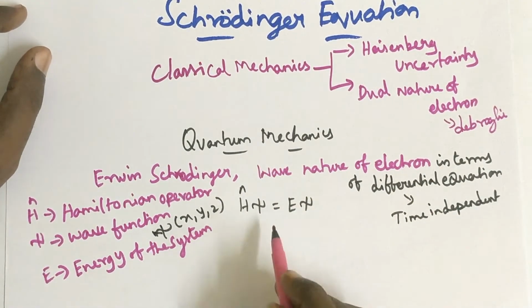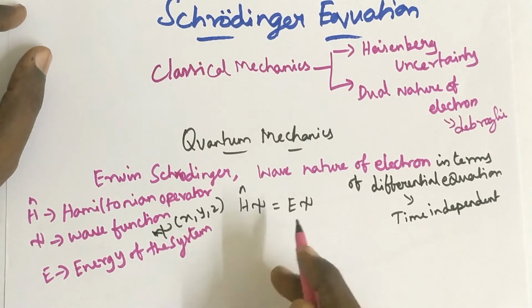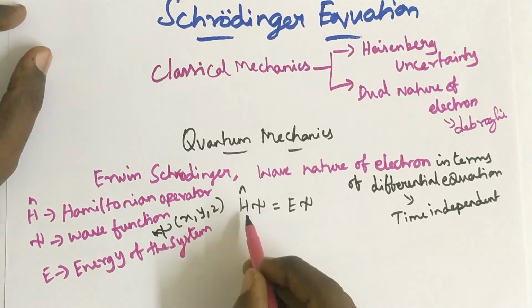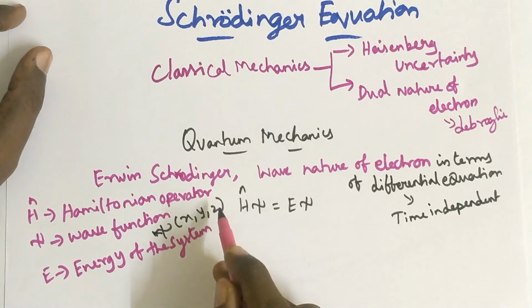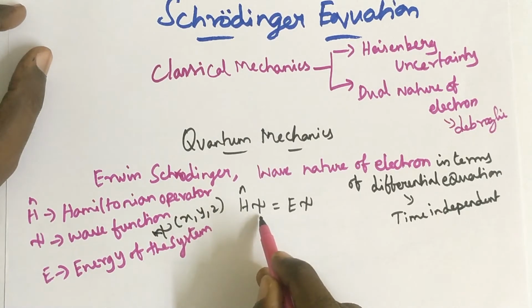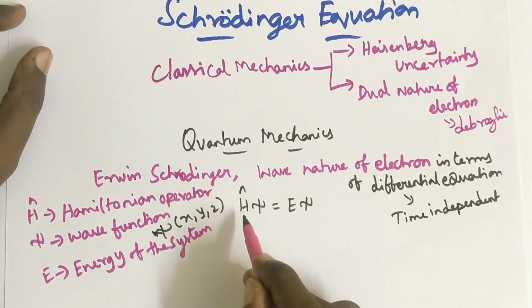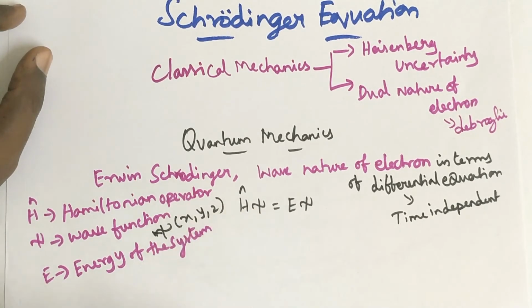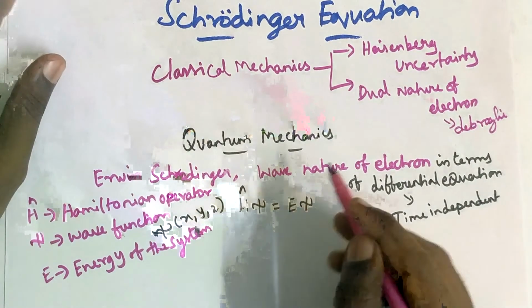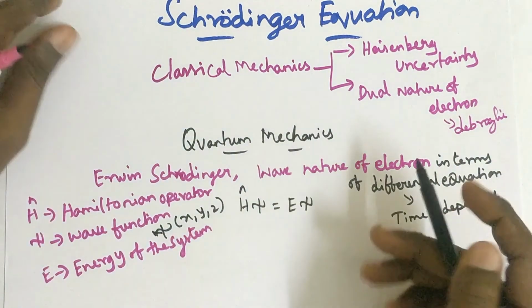So we can ask one question. On both sides psi is common, so can we cancel psi? We cannot cancel psi, because H cap is a Hamiltonian operator. This is an operator on the wave function. So always remember, the Hamiltonian is an operator acting on the wave function, so you cannot cancel psi on both sides. Operator means it may be plus or minus, something like that.